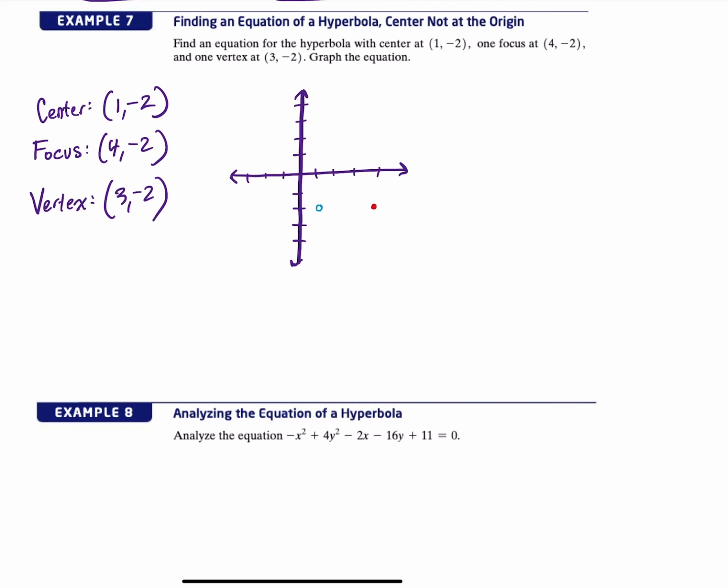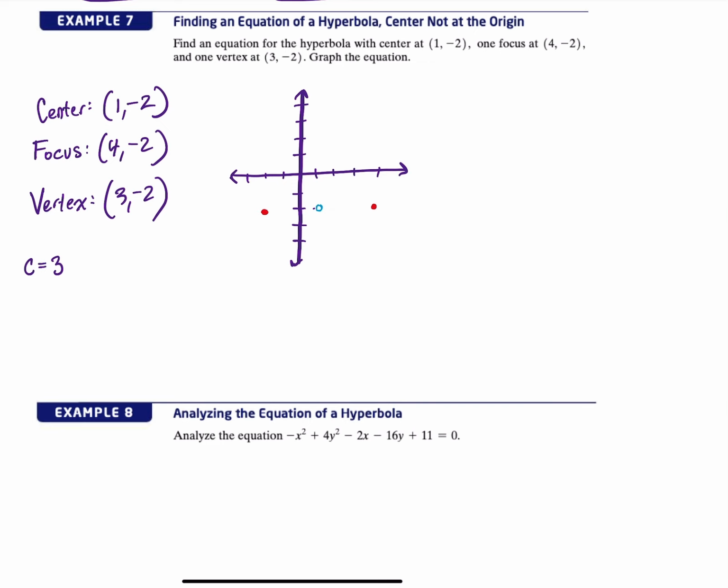Well, let's start to list our attributes too. From our center point to that focus point, that's a distance of 3 units. So that will be our c value. We'll go ahead and write that here. That means our second focus point should be 3 units to the left of this center point. So 1, 2, 3 over here.